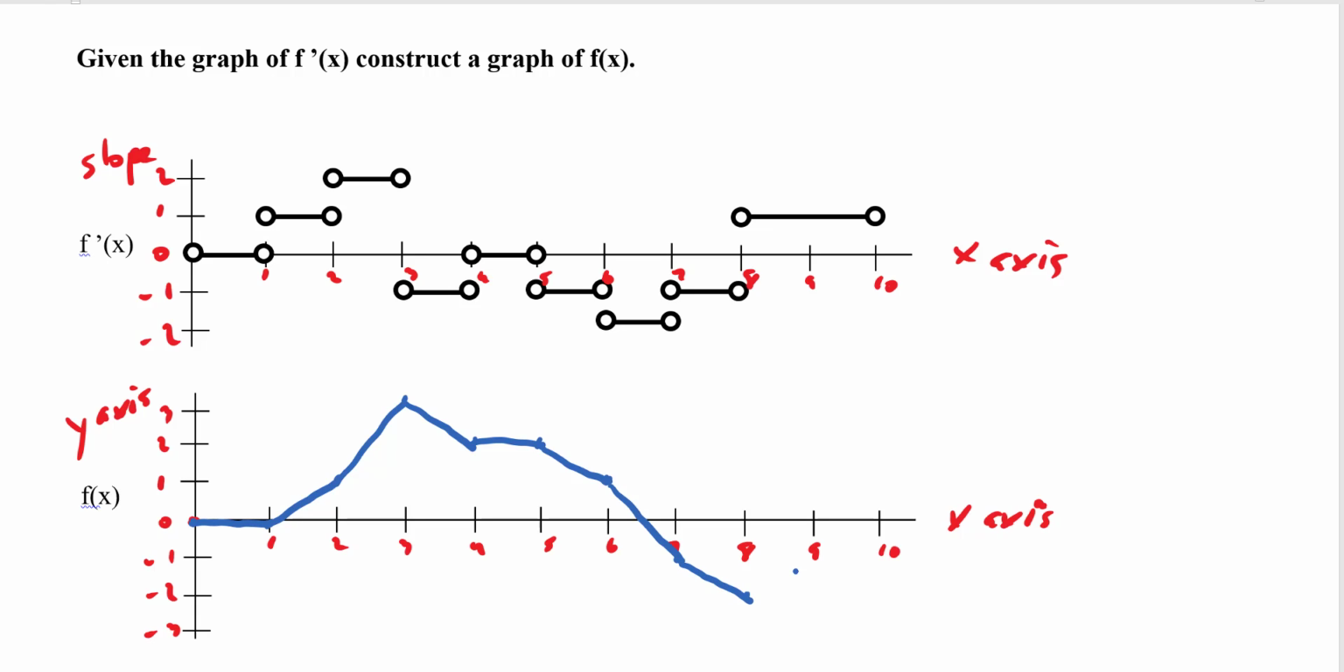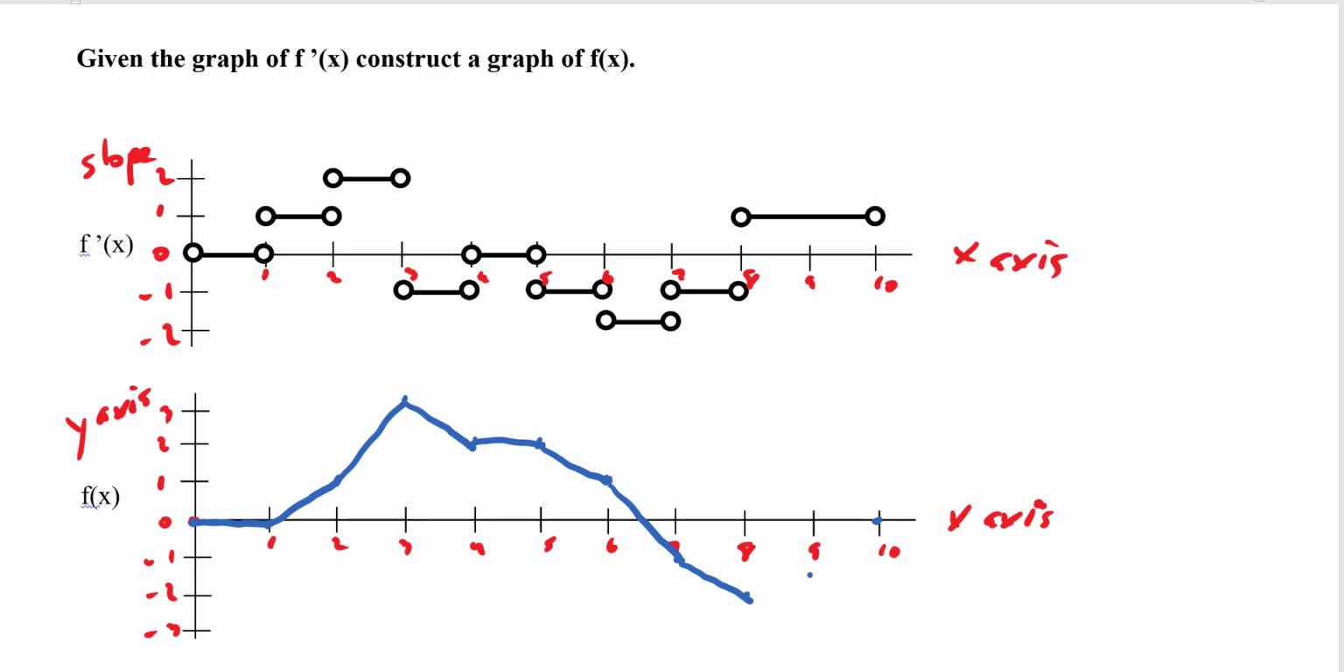From 8 to 10, now this is a little tricky. 8 to 10, the slope is 1. So don't just go up 1 over 1 from 8 to 9. The whole thing is a slope of 1. So from 8 to 9, I go up 1 over 1, and from 9 to 10, it's 1. So the slope of the whole thing is 1 from 8 to 10.